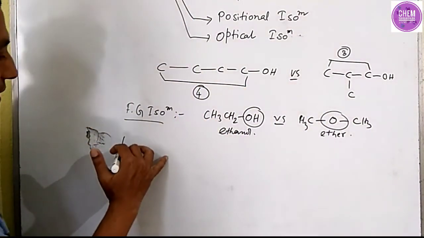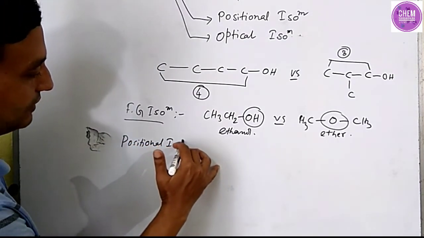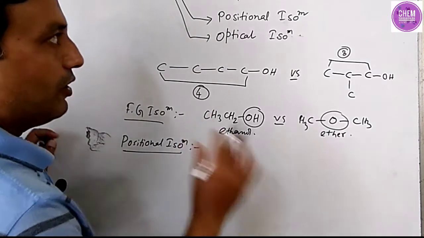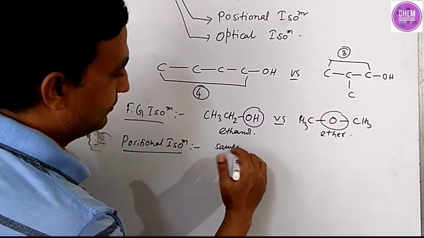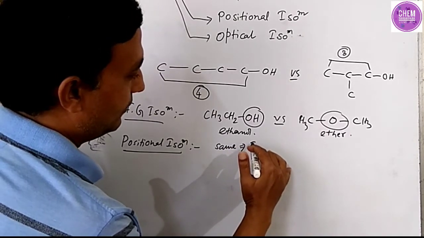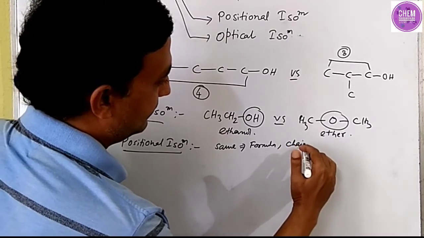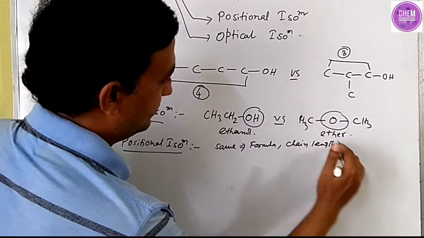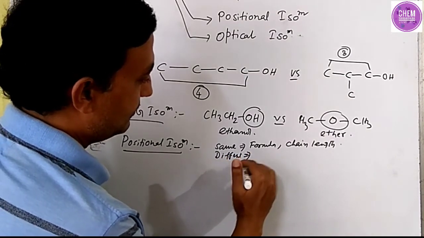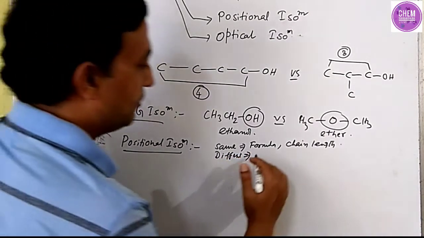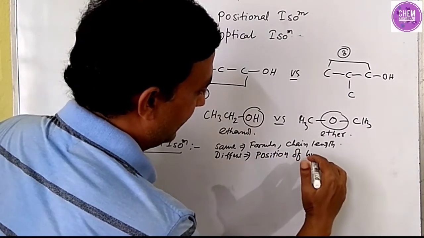Now coming to positional isomerism. What is positional isomerism? Positional isomerism means the formula remains the same and the length of the chain remains the same. What is the same? That is the formula and the chain length. But what is the difference? What is different is the position of the OH group, the position of the hydroxyl group.